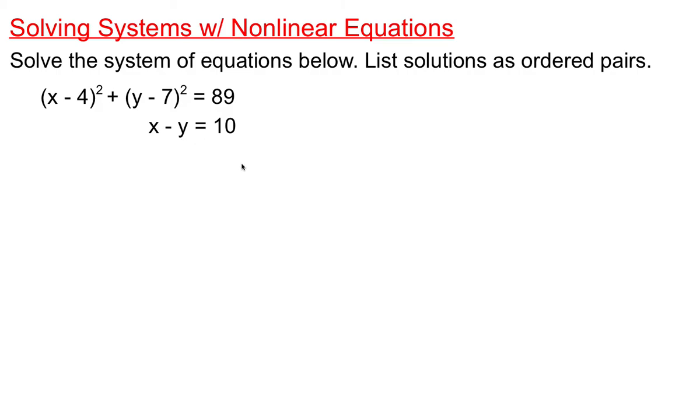So let's not waste any time. Let's get into solving this system. Now, because we have x and y in both of the equations here, and it's not isolated in either of them, we have to decide which equation we want to use. If we look at the linear one, that looks much simpler to isolate one of the variables, and we can then use substitution to replace a variable in another equation.